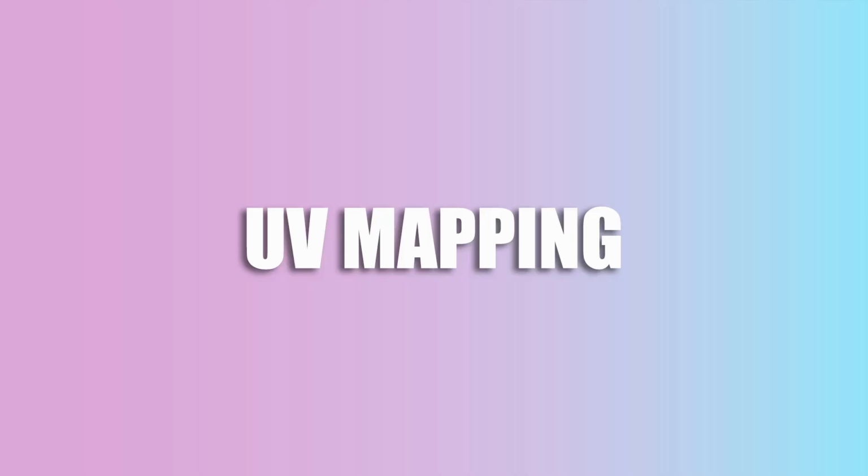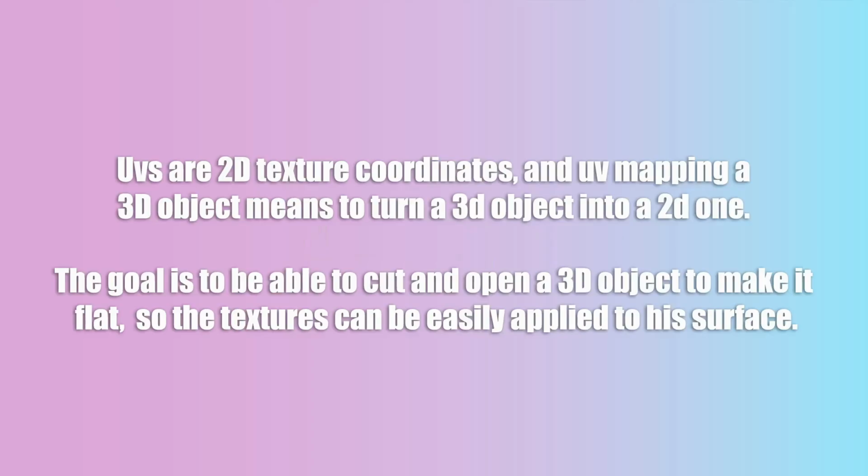Our mesh is ready, we can start with the UVs. To explain it in a simple way, UVs are 2D texture coordinates, and UV mapping a 3D object means to turn a 3D object into a 2D one. The goal is to be able to cut and open a 3D object to make it flat, so the textures can be easily applied to its surface.